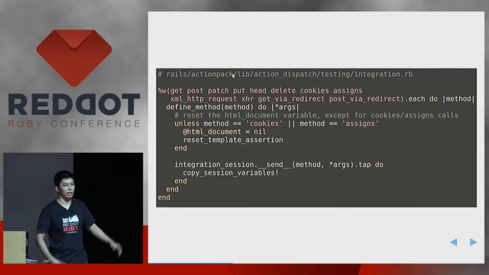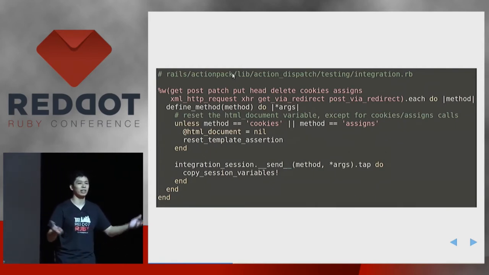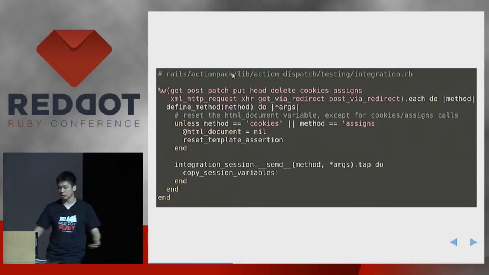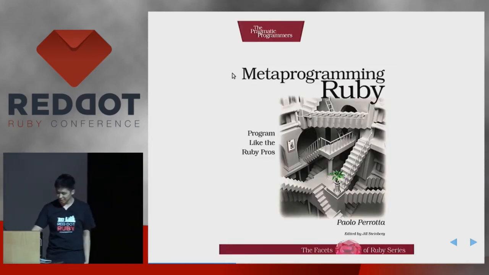This is just a snippet, like define_method in Ruby. It's pretty clear, it's just defining a method. But then I realized there was this whole part of Ruby's metaprogramming I didn't know. So you should buy this book.